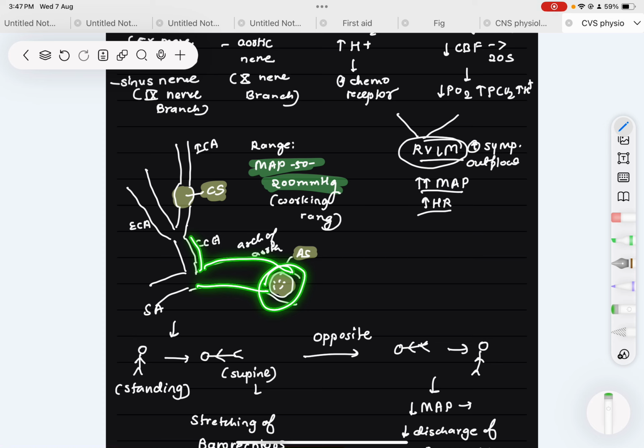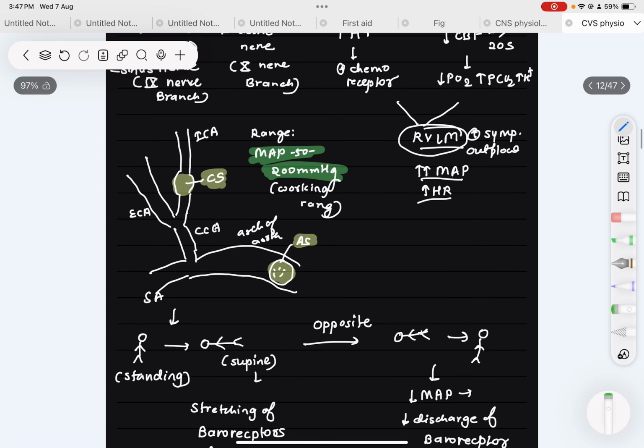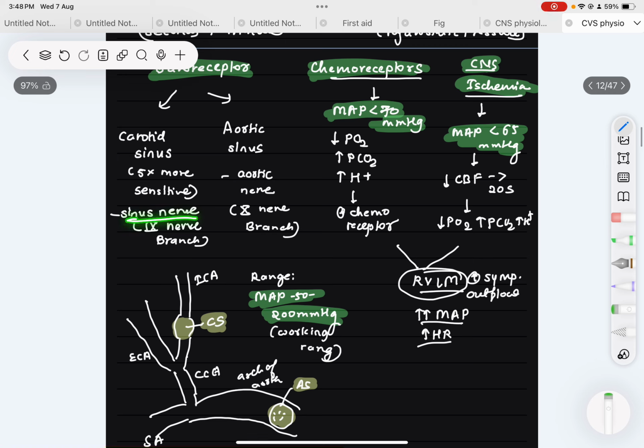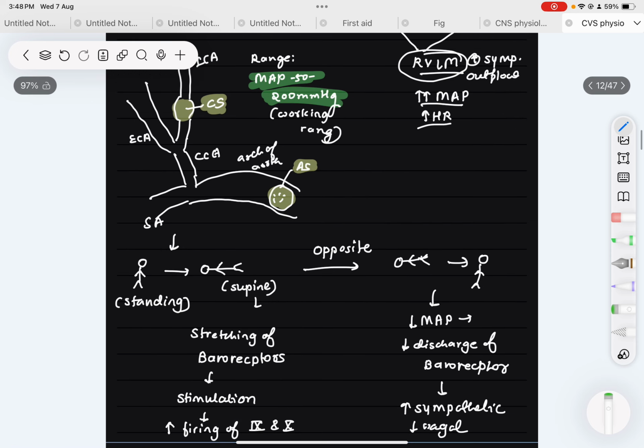So this is the arch of aorta, this is the common carotid artery, this is the subclavian artery, and the common carotid artery is divided into internal and external carotid, and the internal carotid has this carotid sinus. Now this carotid sinus is supplied by the ninth nerve. This is known as the sinus nerve, while the aortic sinus is supplied by the aortic nerve, which is the 10th nerve, meaning vagus, and this is the glossopharyngeal branch. So you have to remember, this is supplied by the ninth nerve, this is supplied by the 10th nerve.